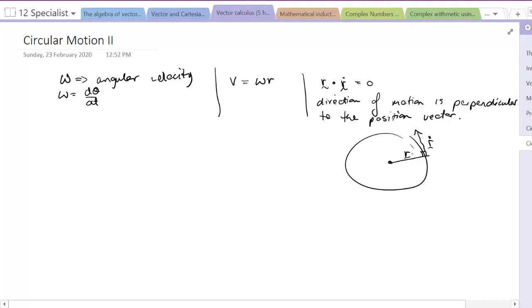The other thing that we need to know is that the position vector with respect to time is going to be r cos omega t in the i direction and r sine omega t in the j direction. It should also be noted that because we're looking at uniform circular motion, which is periodic motion, omega will be 2 pi on the period, where the period is the time to complete one cycle.